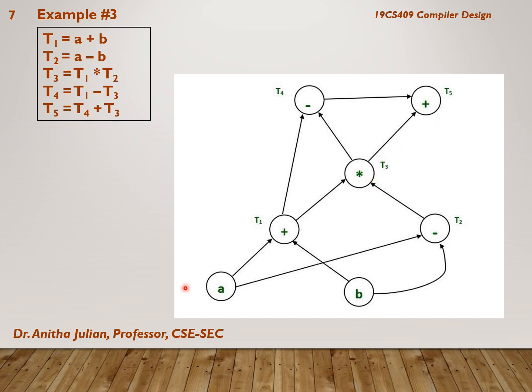Okay, so here I am having the advantage of eliminating the common sub-expression. I am not using the variable twice. So here it is unique. You can find that all the variables are unique. There are only two terminals, A and B. They are unique. But if I draw the syntax tree, it is going to be appearing twice.